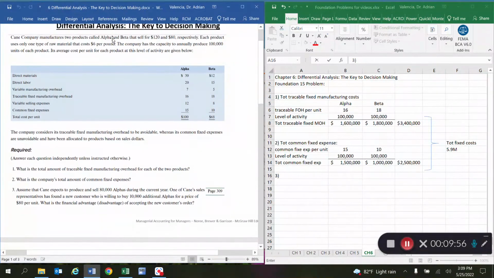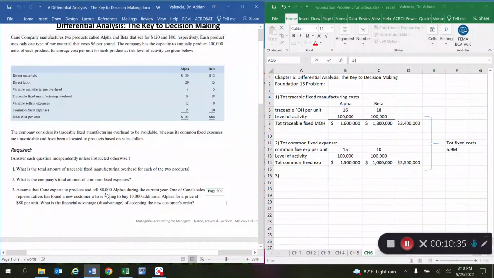Alpha normally sells for $120, right? And we're being offered a special price of $80 for some units, 10,000 units. The only reason we would even consider this is because we're currently working or selling at below capacity. And the only reason you would be at below capacity is because maybe you can't sell any more. Even though we have capacity to make 100,000 units, this is the capacity we're at because of whatever reasons there are. If you could, you would be selling 100,000, you would be maxing out your capacity.